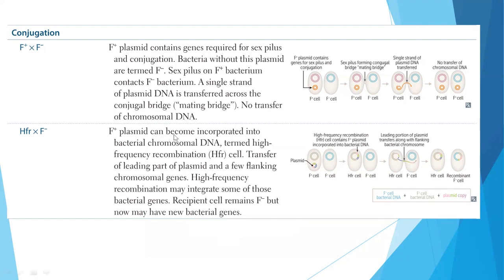Now, the F plus plasmid can become incorporated into the bacterial chromosomal DNA, termed a high-frequency recombination cell or Hfr cell. Transfer of the leading part of the plasmid and a few flanking chromosomal genes occurs, and it is a high-frequency recombination which may integrate some of those bacterial genes. The recipient cell remains F minus, but may now have new bacterial genes because the leading portion of the plasmid transfers along with the flanking bacterial component. So the plasmid and bacterial component have both transferred.